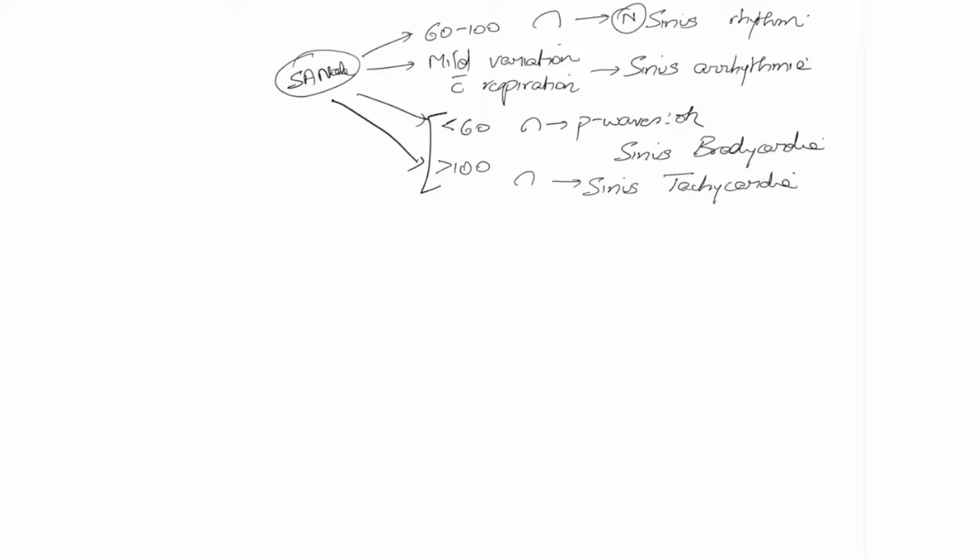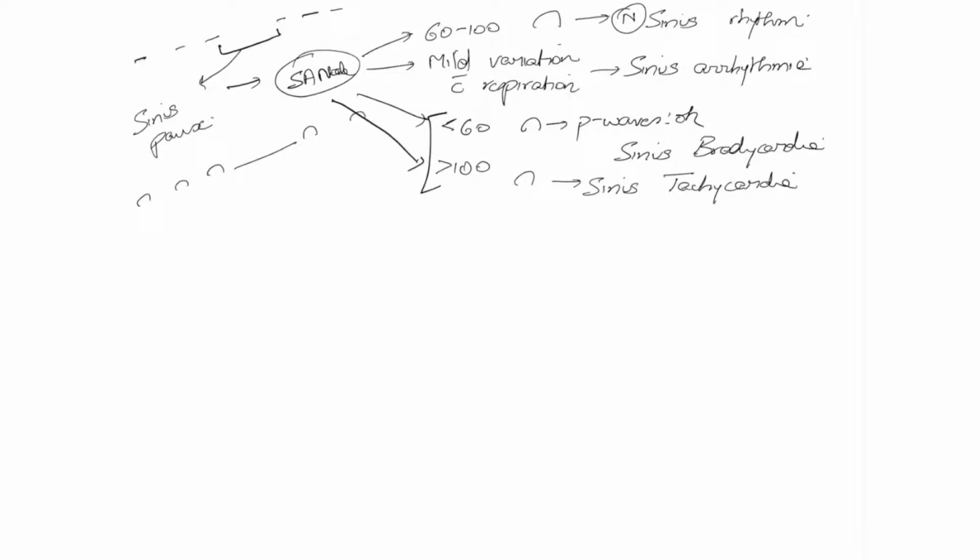Now, another thing that might happen is that the SA node keeps beating, but all of a sudden there is a delay in the beat and then it resumes beating again. When there is this pause in the activity of the SA node, you call that sinus pause. So in essence, in the EKG, you would expect to see regular P waves, and then all of a sudden there is a pause, and then the P waves could resume.